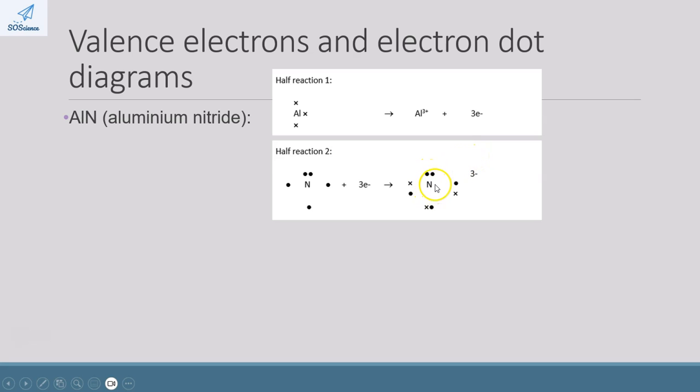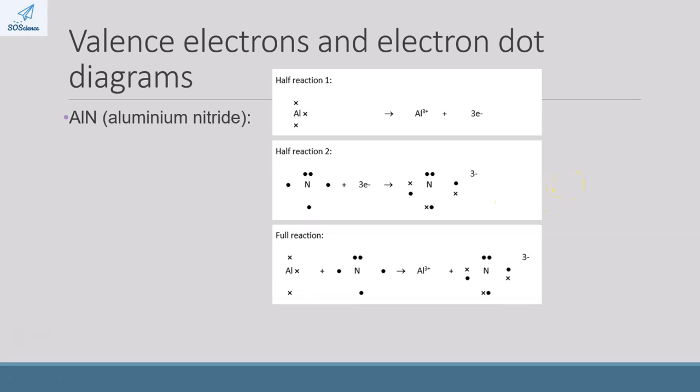So here we can see on the product side a nitrogen atom with all 8 valence electrons surrounding it. 3 of them come from aluminium because it needs to gain 3. Now we need to make sure that our electrons are balanced, and they are, because I've got 3 on the product side here and 3 on the reactant side. So I'm happy, and I can now move on to the full reaction.